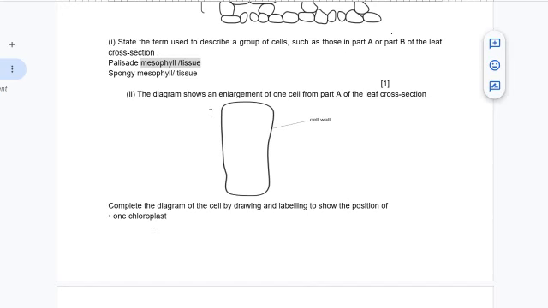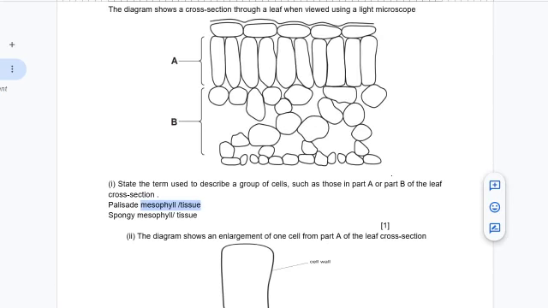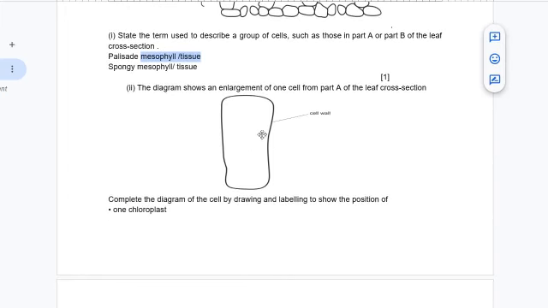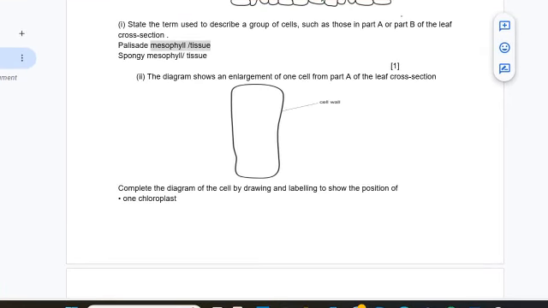The next question: the diagram shows an enlargement of one cell from part A of the leaf cross section. From that same diagram they have taken just one cell enlargement, and this is the cell wall, so this is the plant mesophyll cell. Complete the diagram of the cell, drawing and labeling to show the position of one chloroplast. So you are supposed to draw the chloroplast.